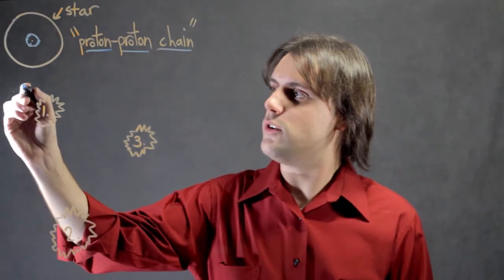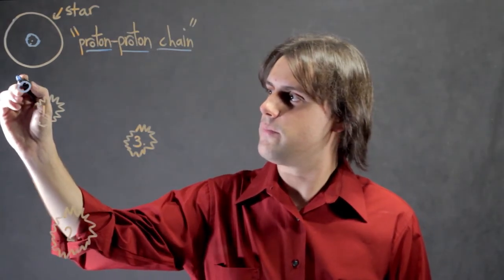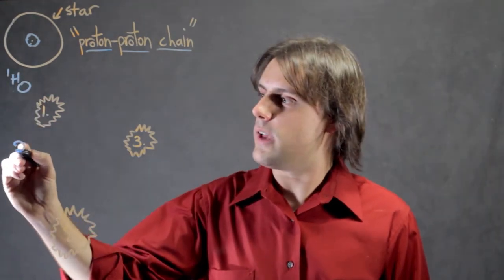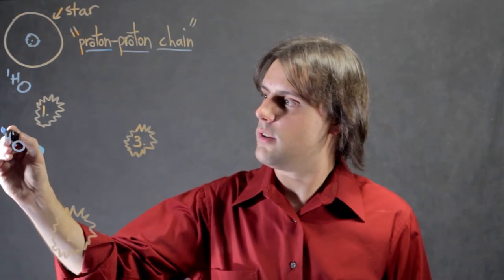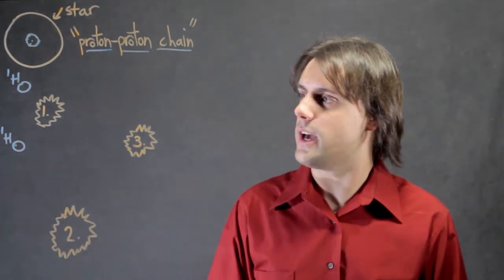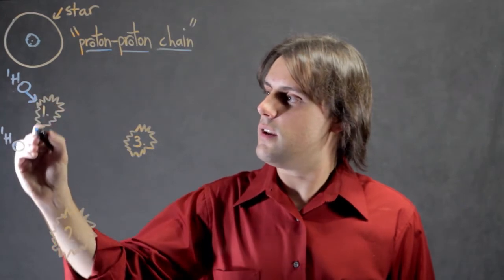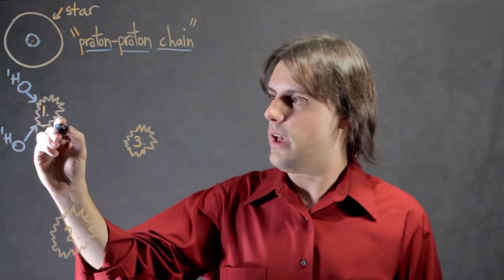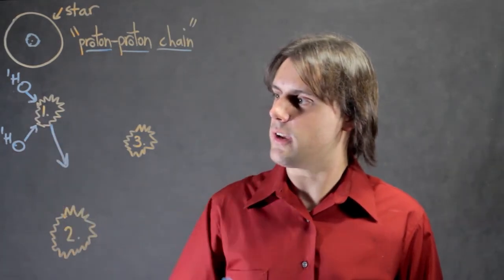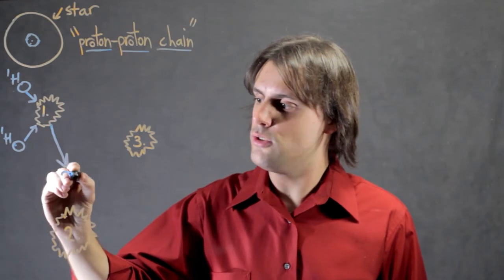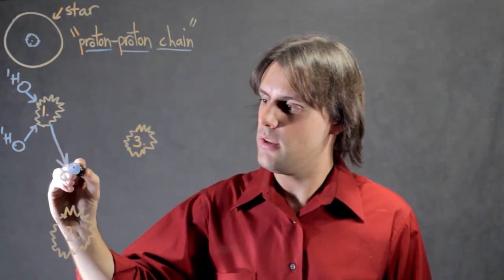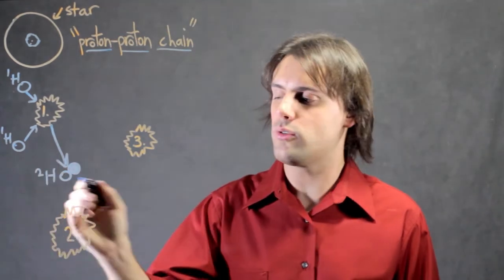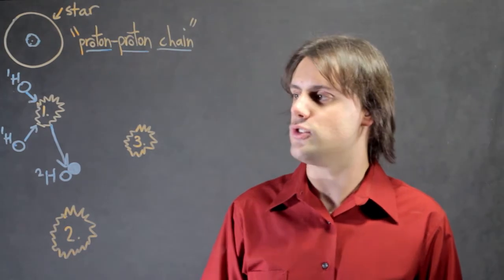So we start with the nuclei of hydrogen. So here is a proton, and we have another proton, which is also the nucleus of another hydrogen atom. And if the temperatures and pressures are high enough, then they will actually fuse. And what comes out of this energetic process is a deuteron, which is one proton and one neutron. Or in other words, H2. A deuteron is the nucleus of an isotope of hydrogen.